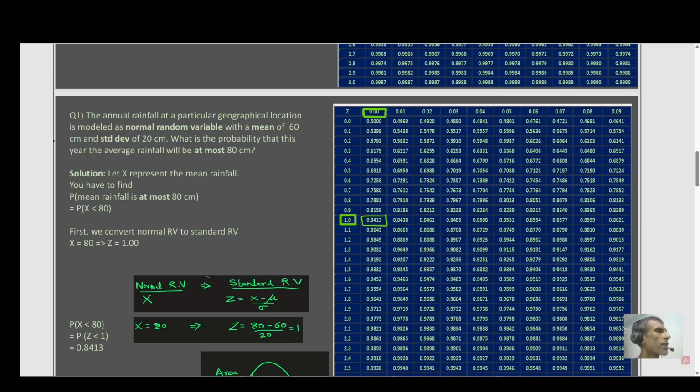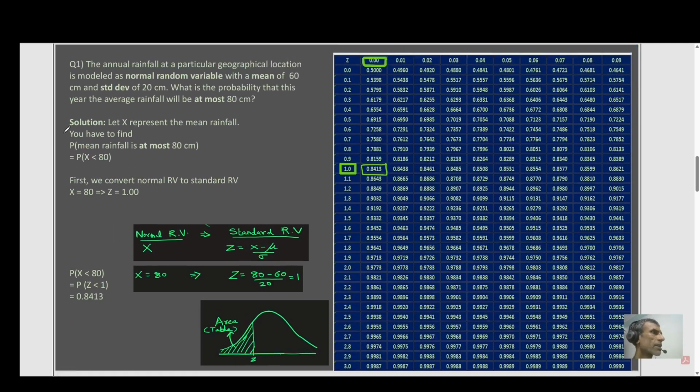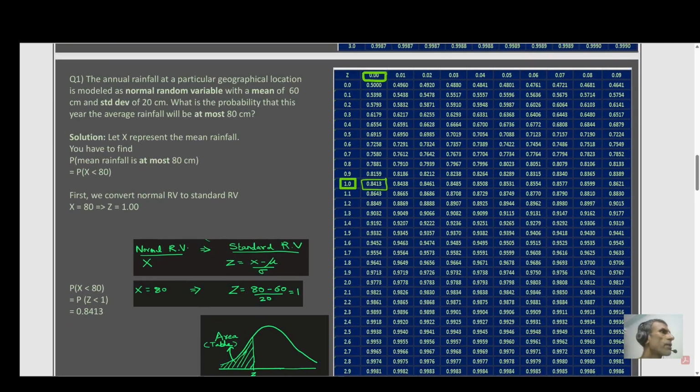So let's start with a question. Let's say you have an annual rainfall. Annual rainfall at a particular geographic location is modeled as a normal random variable with a mean value of 60 centimeters and a standard deviation of 20 centimeters. This is another way of saying that the distribution of your rain is a normal distribution. Now the question is, what is the probability that this particular year, the average rainfall is going to be at most 80 centimeters? That's the keyword, at most 80 centimeters.